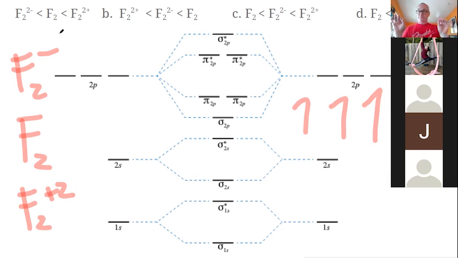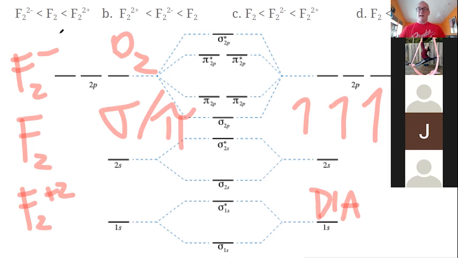When everything is paired, then that is not magnetic. It is not attracted to a magnetic field. We call those diamagnetic. Paramagnetic elements are attracted to a magnetic field. So this is basically one of the main reasons why molecular orbital theory was developed. Because if you look at oxygen, oxygen forms a single bond and a pi bond. So it has a sigma bond, it has a pi bond, and it has two lone pairs. So it looks like this, right?